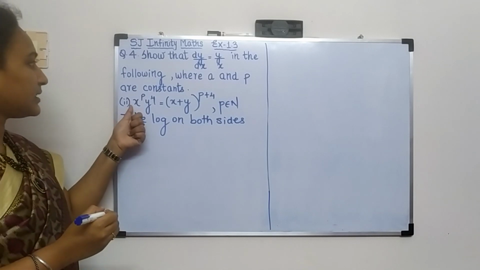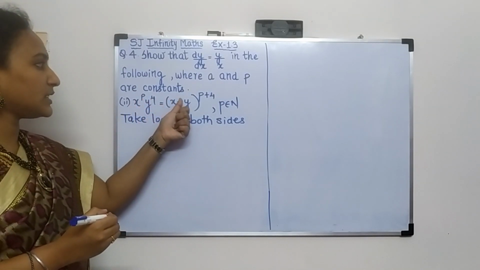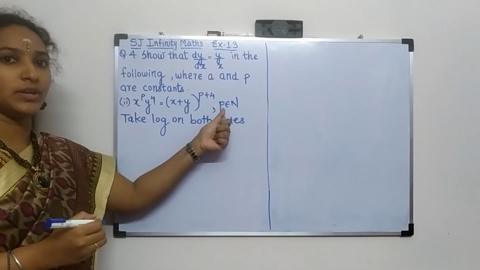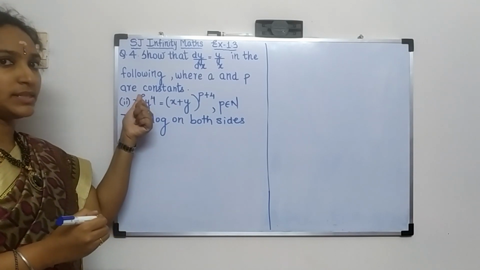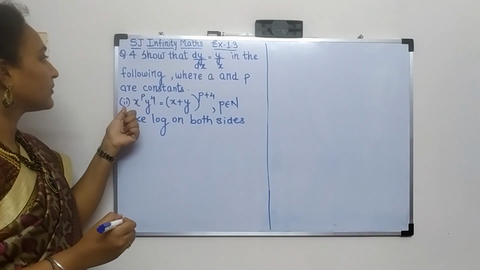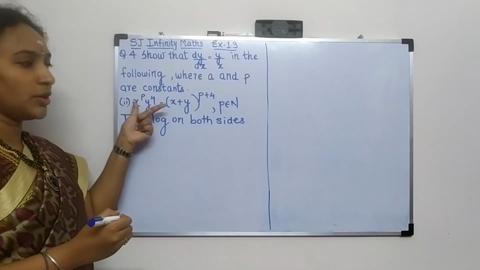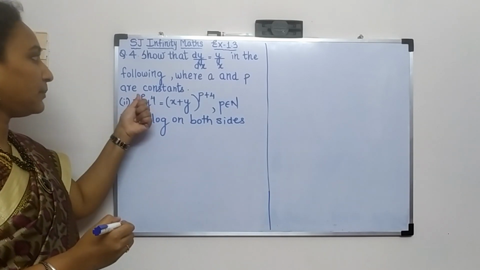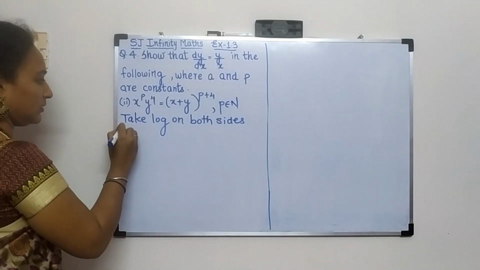See, the question is x^p y^4 = (x + y)^(p+4), where p belongs to N, that is your natural numbers. The p takes any natural number in the question. And this is in the power form, therefore we take log on both sides. And p is your constant, that is any natural number.